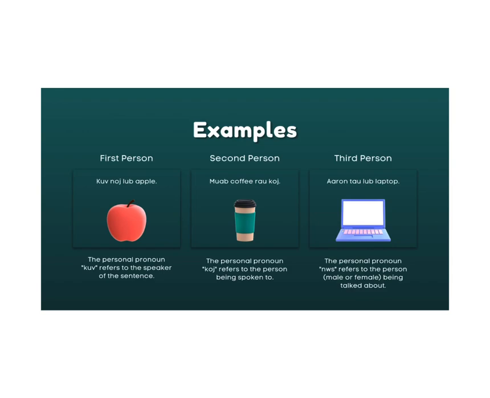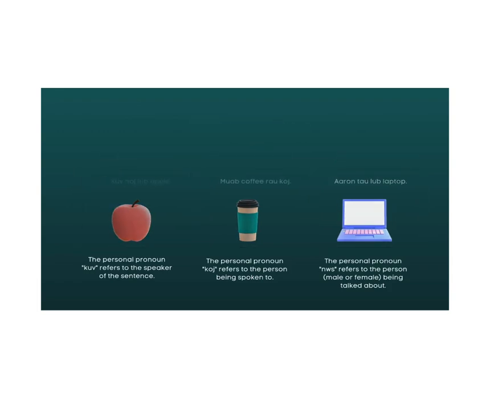But when you are talking about another person and you're not necessarily having a conversation with that person, you would say Aaron taulu laptop. Aaron has a laptop. But like I mentioned, the Hmong language does not have any gender-specific pronouns. So instead of saying Aaron, if you don't want to mention his name, you could say nu taulu laptop.